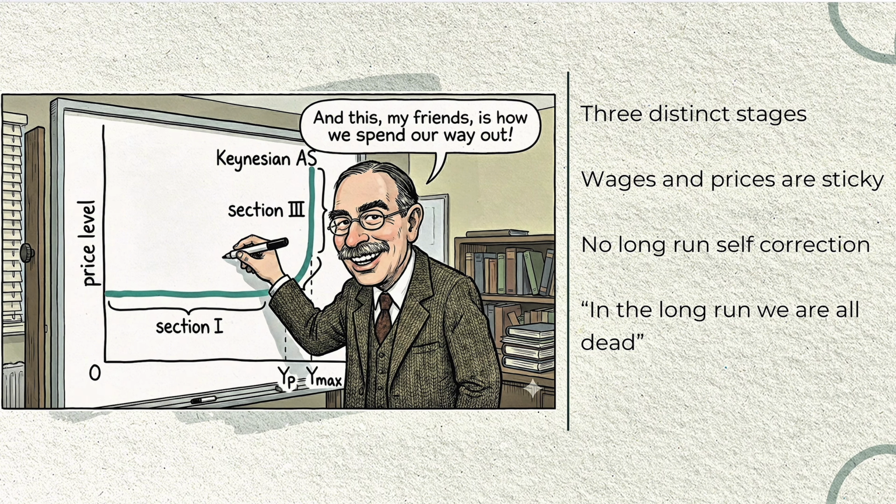A key assumption to the Keynesian AS diagram is that wages and prices are sticky. This means that the price level will never go down. To simply illustrate this, I'm going to ask you a question. When was the last time you saw on the news that the minimum wage was to go down? Well, the answer to this is never, as nobody in their right mind would be willing to accept a lower wage even when the economy is in a recession. And the diagram has got no long-run self-correction. As John Maynard Keynes would say, in the long run, we are all dead.